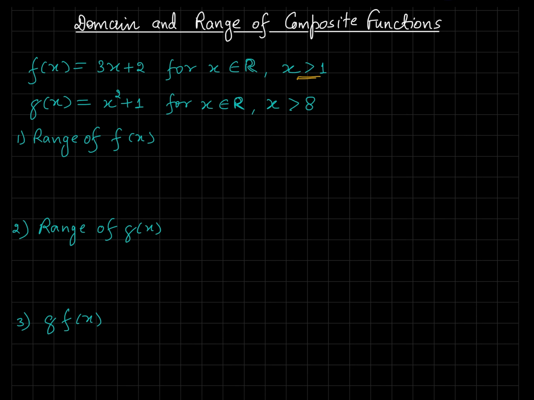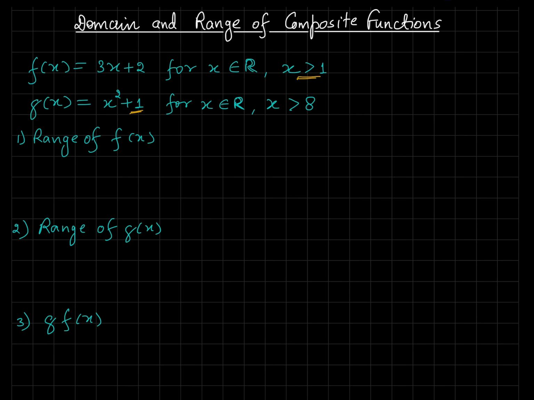3 plus 2 is 5. Okay, so that way you can find out the range of the function. And here the second function is g(x) = x squared plus 1. x squared plus 1 means that your parabola is shifted 1 unit upward, and all the x values which are greater than 8 are included in the function.